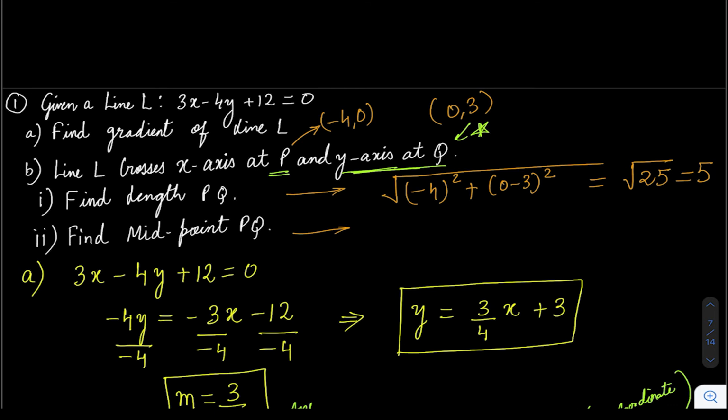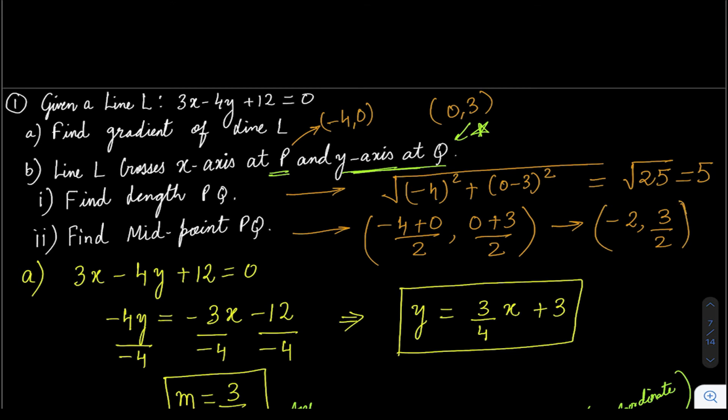Next is midpoint. So how do we find the midpoint? We take the average of x coordinates and y coordinates. So average of x coordinate: -4 plus 0 over 2. Y coordinates: 0 plus 3 over 2. So this is the average of x and y coordinate, which will give me midpoint. So that is -2, 3 over 2, or 1.5, I can say. So this is my answer for the second part.